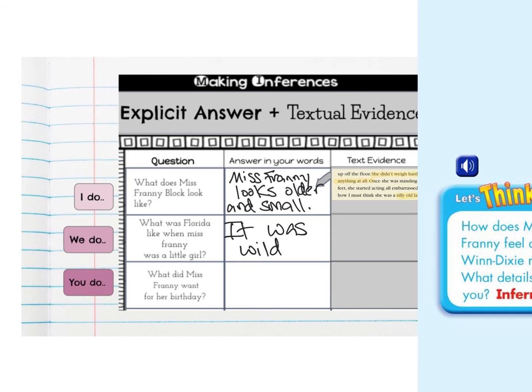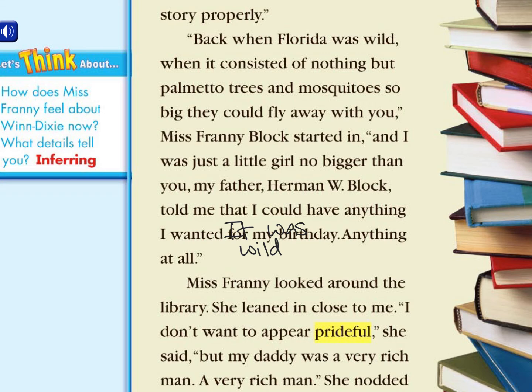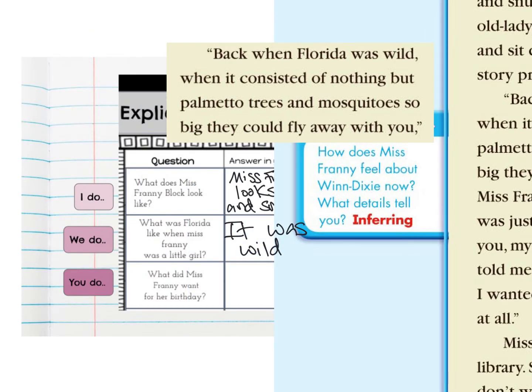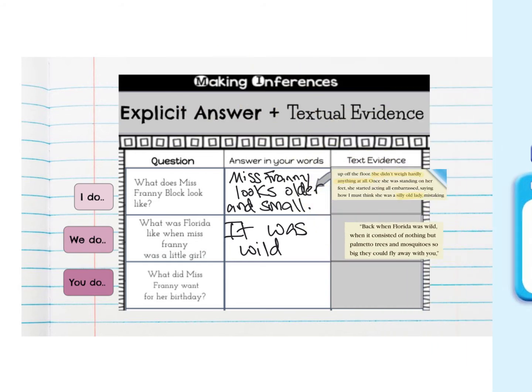And now I can add text evidence to support my answer because I found it right here in the text. Back when Florida was wild and it consisted of nothing but trees and mosquitoes so big they could fly away with you. I'm going to add that to my graphic organizer straight from the text. So I've proven my answer. There's one more question I want you to think about. What did Miss Franny want for her birthday?